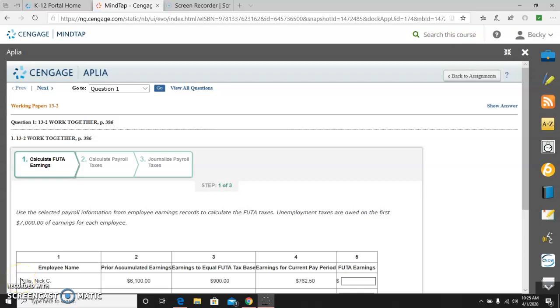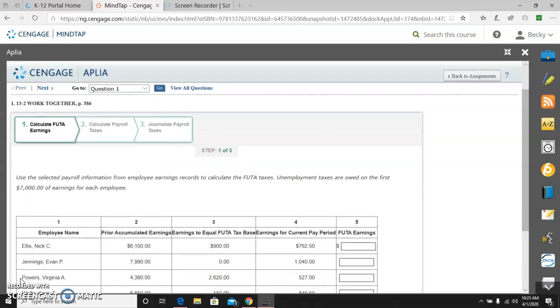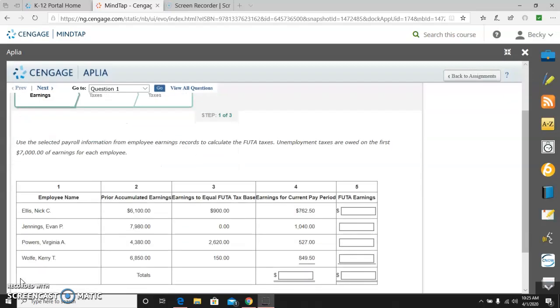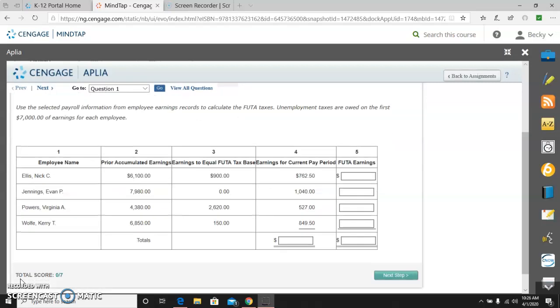Let's complete the 13-2 work together, which is on page 386 of your textbook if you would prefer to read the directions in there. But it says to use the selected payroll information from employee earnings records to calculate the FUTA taxes. Unemployment taxes are owed on the first $7,000 of earnings for each employee, so that is our FUTA tax base. And again, they've gotten this information from the employee earnings record.